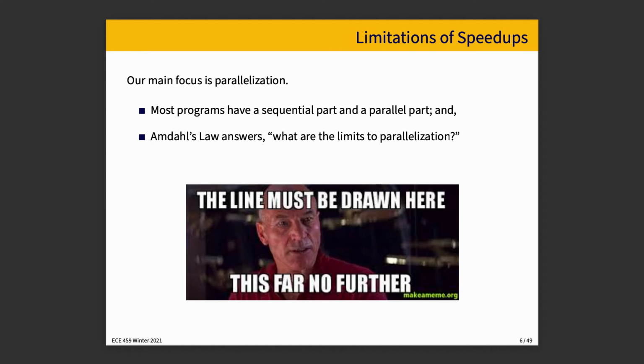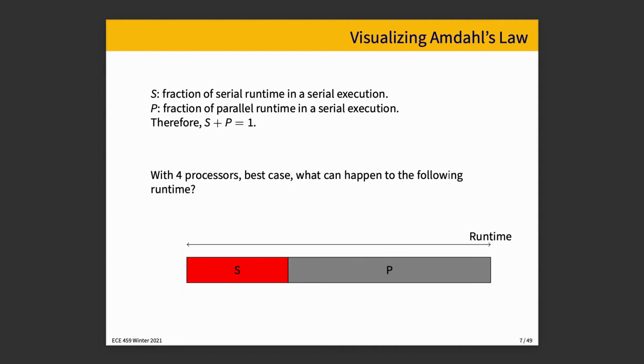And if we say that every program has a sequential part and a parallel part, it allows us to do the math on this. We're interested broadly in what fraction of the program can be done in parallel. That might be very little, or it might be a lot, depending on the nature of your problem. So if we say that S is the fraction of serial runtime in serial execution, and P is the fraction of parallel runtime in serial execution, so the initial base case where we haven't parallelized anything, then S plus P equals 1 because they are fractions. It's the percentage of the program.